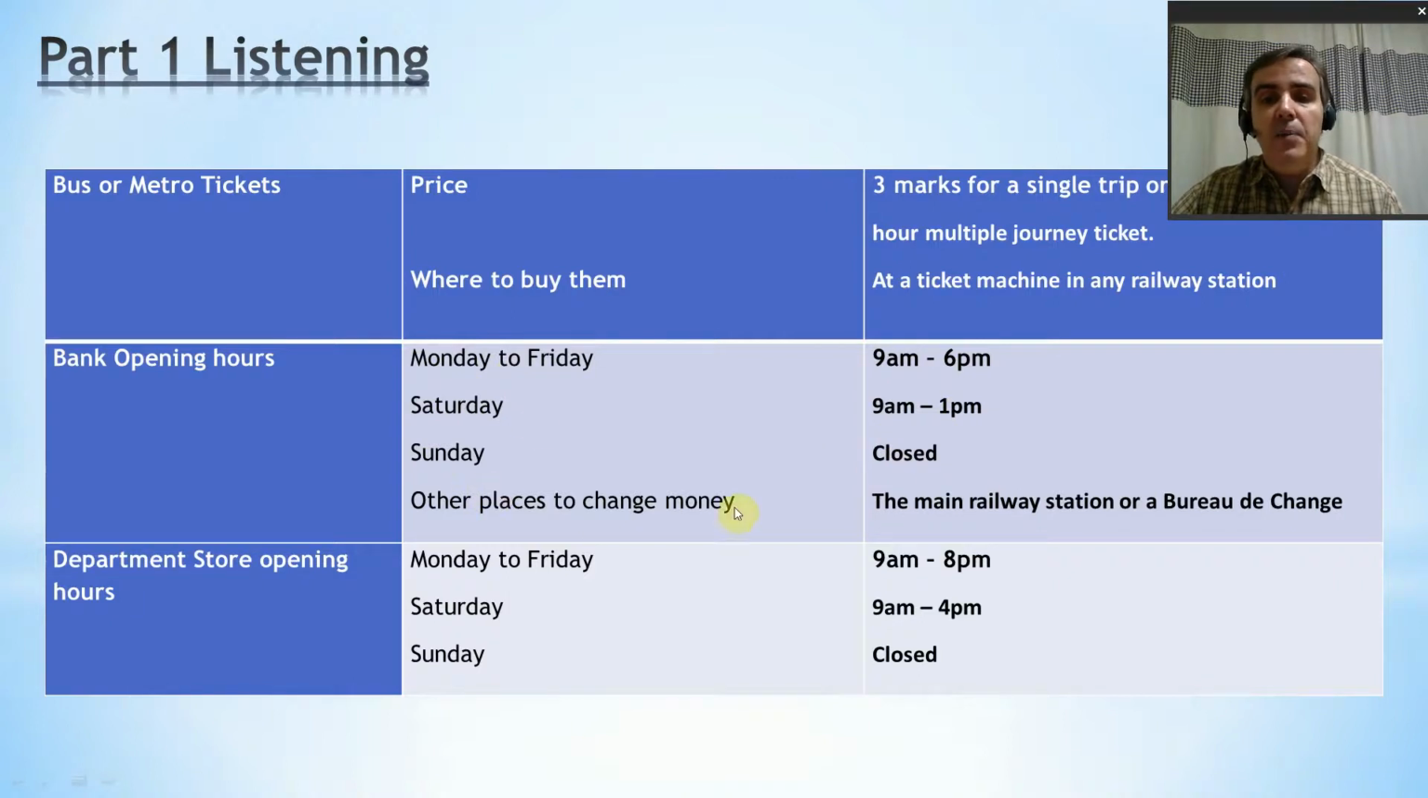And other places to change money, well, there was two kind of suggestions. One was the main railway station, or the other was a bureau de change. And a bureau de change is simply a place to change money. So you usually see these in airports. In lots of big cities, on every street corner you can see a place to change money.